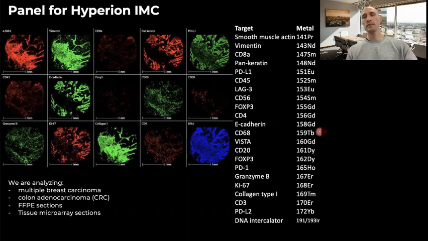We are working with two different types of adenocarcinoma. One is breast cancer, and the other is CRC, colorectal carcinoma. We are using FFPE sections and tissue microarray. I will go back to tissue microarray in a few slides. For this project, we're also using this panel I'm showing here with 21 markers plus a DNA marker. As you can see here, the DNA marker is equivalent to the DAPI in immunohistochemistry. So later in the talk, I will also go back to the approach we use for panel design.